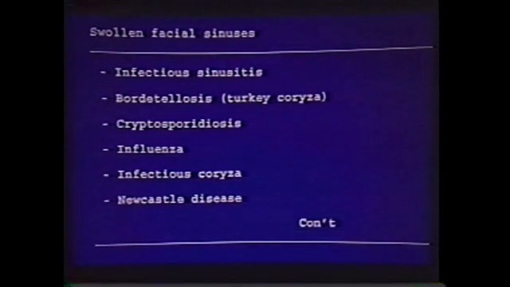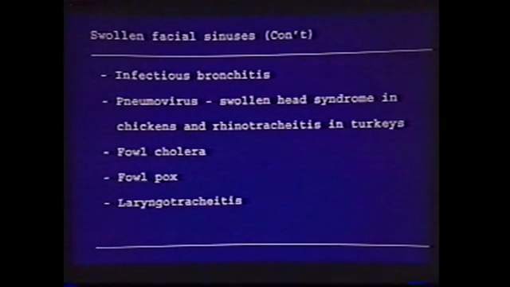I'm going to move from the liver now to the respiratory system. It's an interesting system because the bird will respond in more or less a similar way, regardless of what you insult them with. I'm going to talk first about swollen facial sinuses, and again, this can be caused by a variety of organisms, whether it's bacteria, mycoplasma, parasites, or viruses. Here are more viruses that can also cause swollen sinuses.